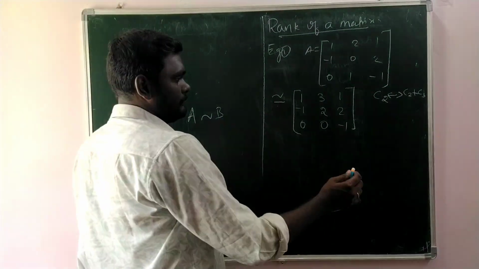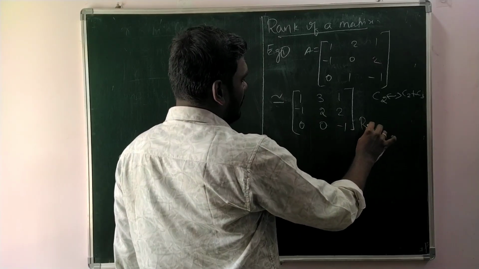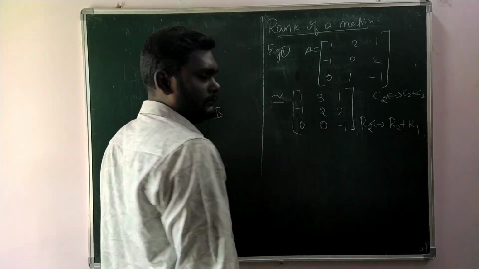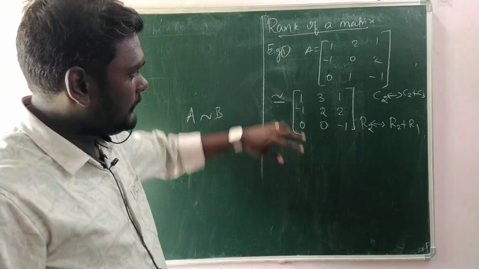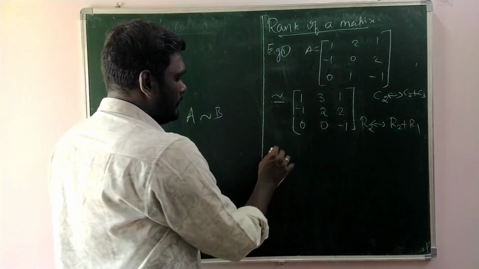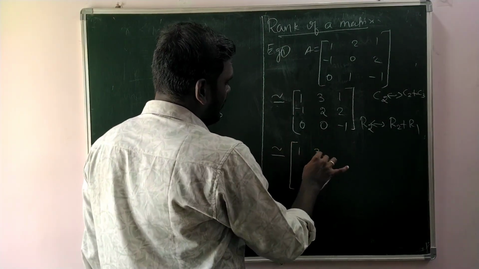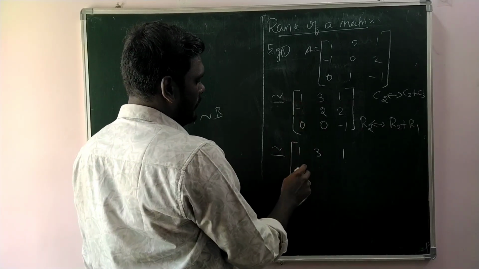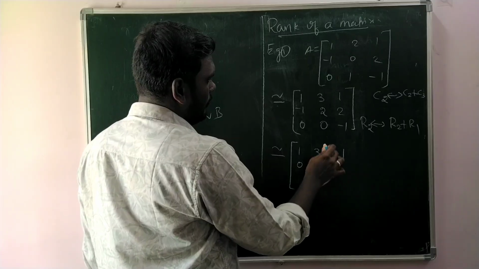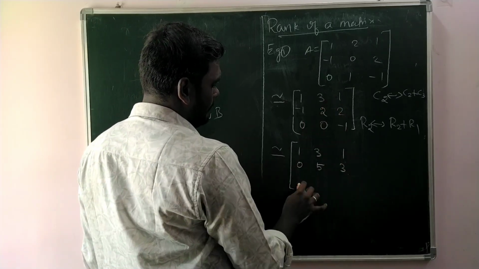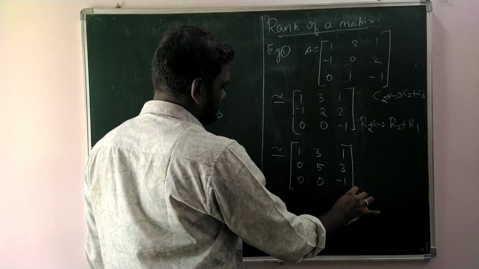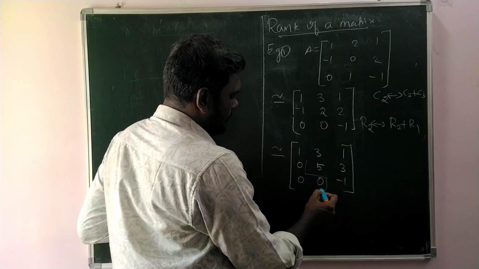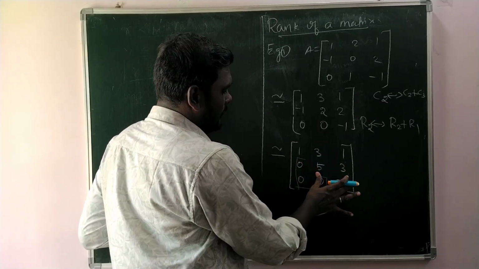How to get another 0? We'll write the result in R2, row 2, and we can add R2 with R1. Because these two can be added, that will become 0. So the first row remains unchanged. In the second row, these two can be added and written. Plus 1 minus 1, this 0, 3, 2, 5, 1 plus 2, 3, 0, 0, minus 1. So we got this one. It is an echelon form.